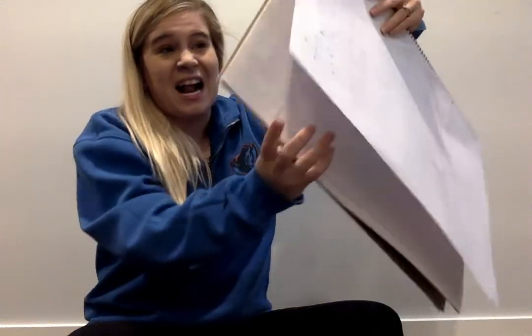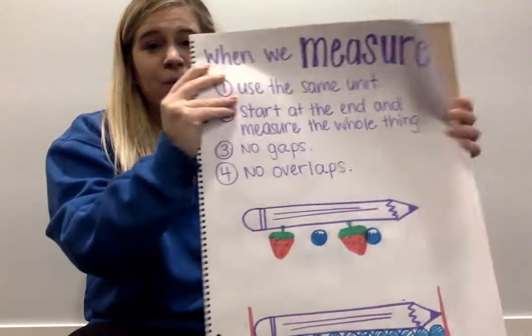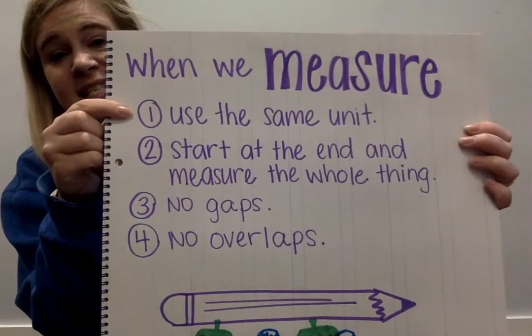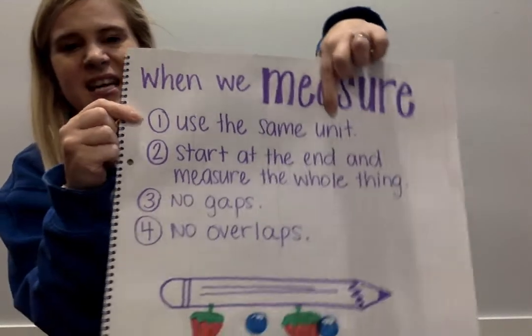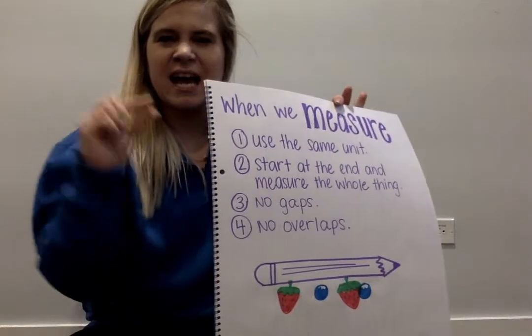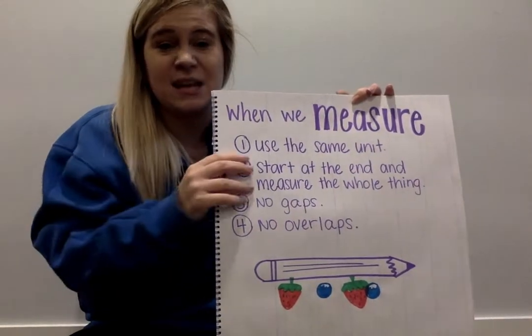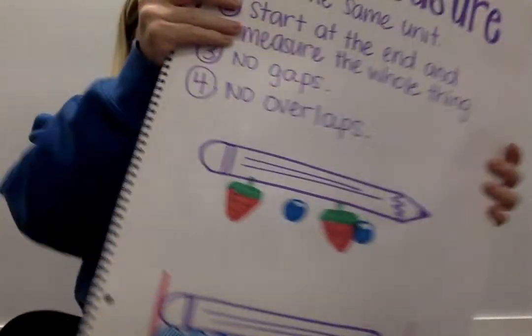Today we're going to talk about when we're measuring, using something to measure, how we measure. So when we measure, we want to make sure that we use the same unit. The unit is kind of just the thing that we're using to measure. So whatever thing it is that we're using, we want to use the same one.